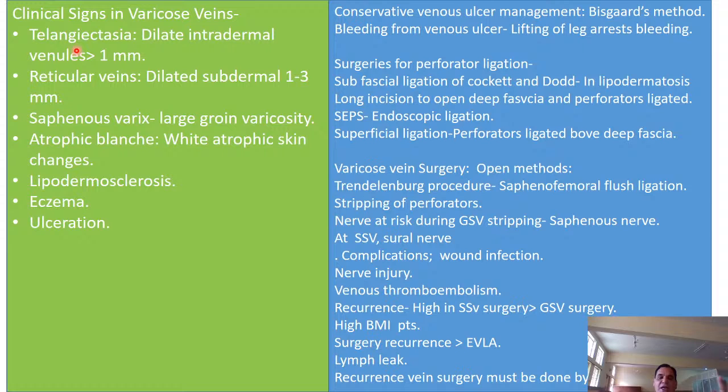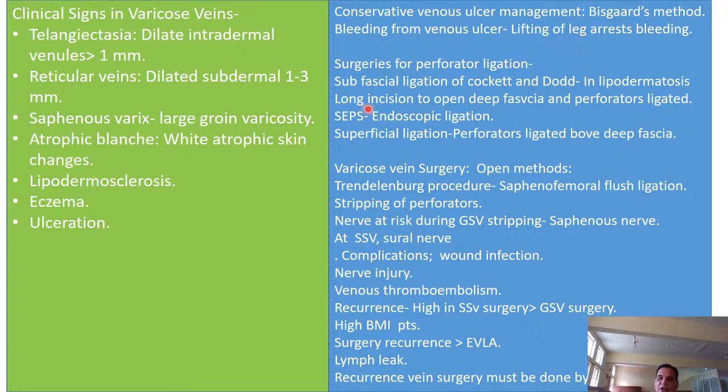Clinical signs: telangiectasia, reticular veins, saphena varix, atrophie blanche, that means whiteness, lipodermatosclerosis, eczema, and ulceration. These are the skin signs of varicose veins. What is the management? Conservative management of venous ulcer is called Bisgaard's method. This is also for short notes. If there is bleeding from an ulcer, what are we doing? Lifting of the leg will arrest the bleeding.